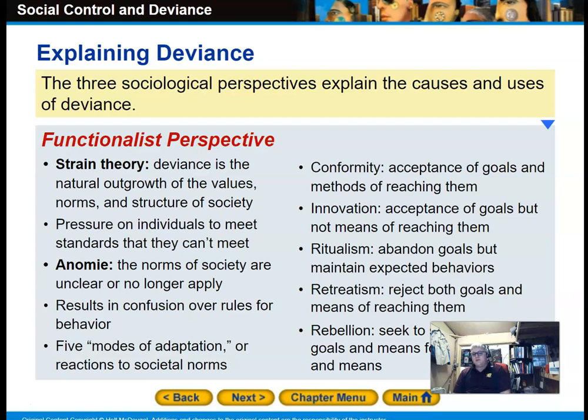Five modes of adaptation, or reactions to societal norms, are conformity, acceptance of the goals and methods of reaching them; innovation, acceptance of the goals but not the means of reaching them; ritualism, abandoning the goals but maintaining expected behavior; retreatism, rejecting both goals and means of reaching them; and rebellion, seeking to substitute new goals and means for existing goals and means. These are the five modes of adaptation or reactions to societal norms.